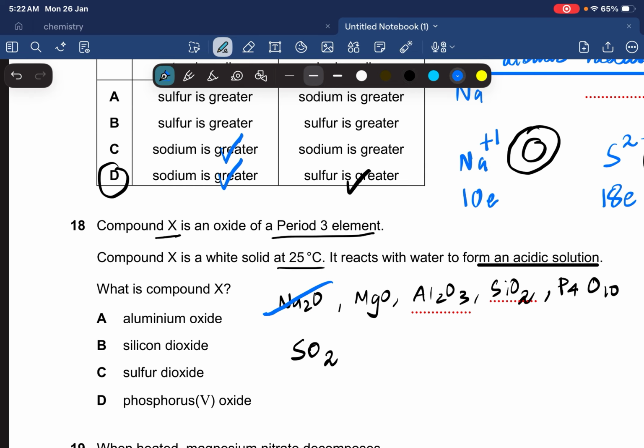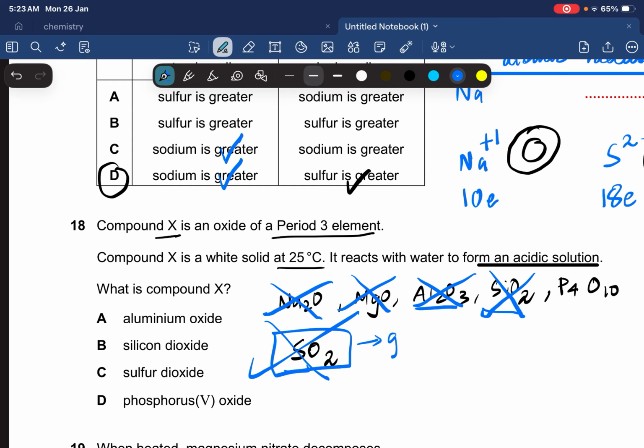Firstly, we know one thing for sure. Sodium oxide is going to form an alkaline solution. Magnesium oxide is going to form an alkaline solution. Second thing that we know, silicon dioxide is not going to react with water. And then our very own aluminum oxide also does not react with water. It only reacts with acids and bases. And sulfur dioxide is not a solid. It's a gas.